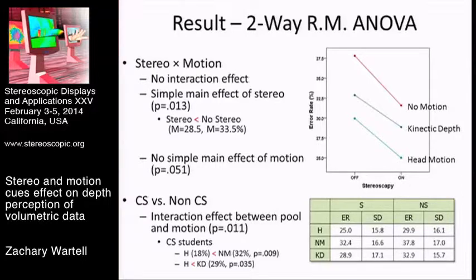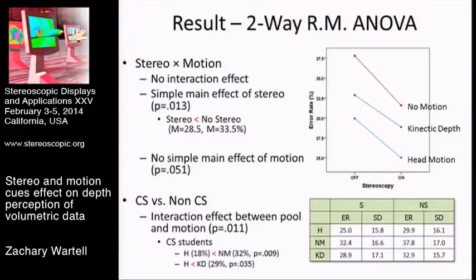Over here we have a plot showing the range, error rate 25% to about 40%. In general, as somewhat expected, turning stereo from off to on decreased the error rate, so lower values are better. No motion did the worst. Kinetic depth did sort of middle range, and the head motion, which was the head tracking, did the best.